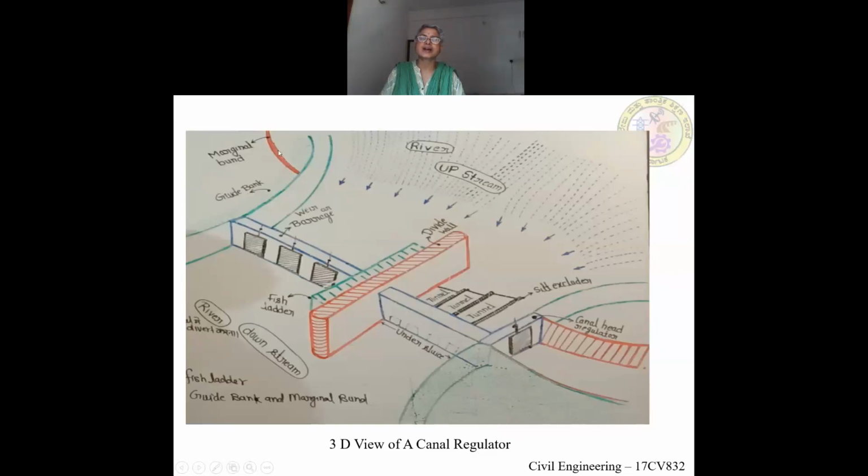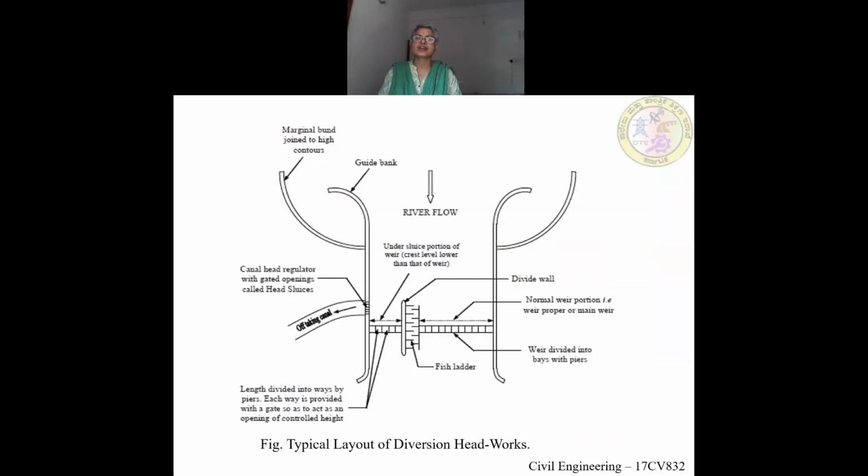And marginal bunds are constructed on either side of the river, parallel to the river banks. This is to protect the surrounding area, so that the water will not overflow and damage the crops or the villages which are near this canal regulator. So we will take up each component in detail. Okay, this is the plan.